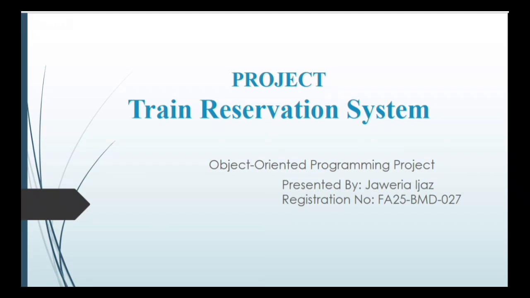Today I am going to present my object oriented programming project which is titled Train Reservation System. This project is developed in Python programming language. The main purpose of this project is to demonstrate how we can use programming concepts to solve real life problems like railway ticket booking. In real life, ticket booking can be time consuming and sometimes confusing. So this system is designed to make it simple, fast and efficient.